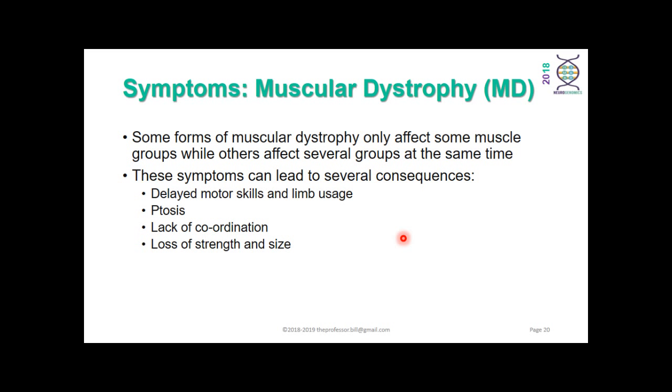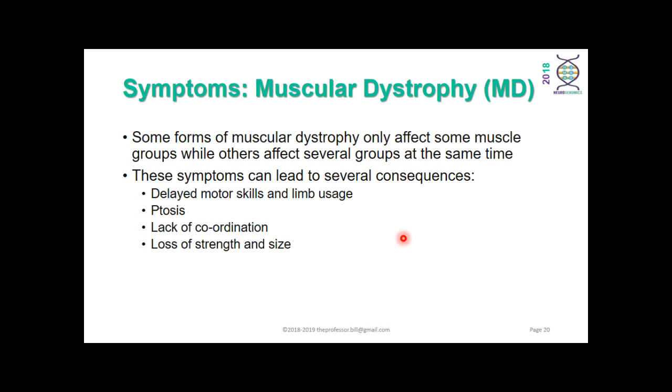So muscle groups meaning like your skeletal muscles within your biceps that control how you physically contract your arm, or the ones in your legs, or the ones in your eye, or the ones in your back. These are different muscle groups, and how they get affected and the timing in which they get affected is going to be really important.